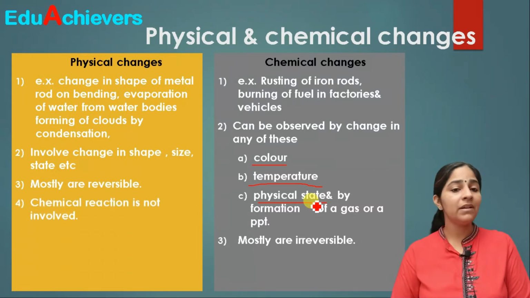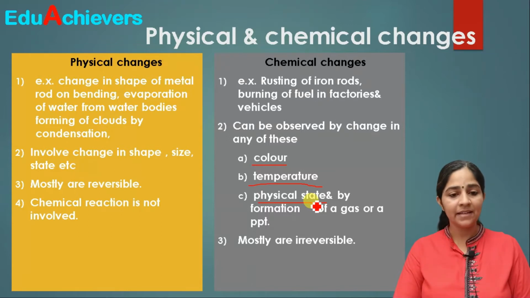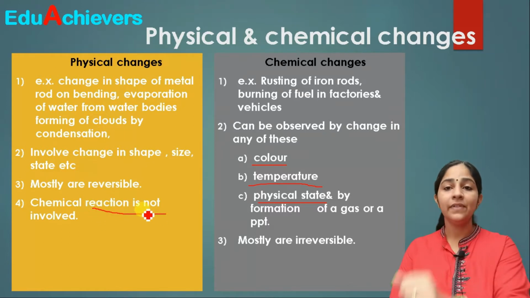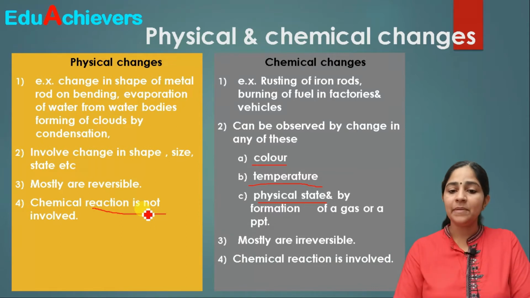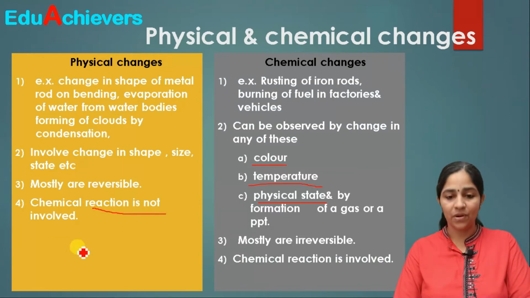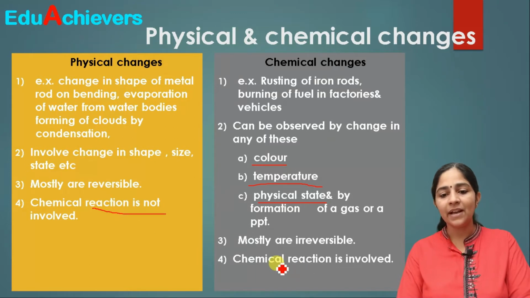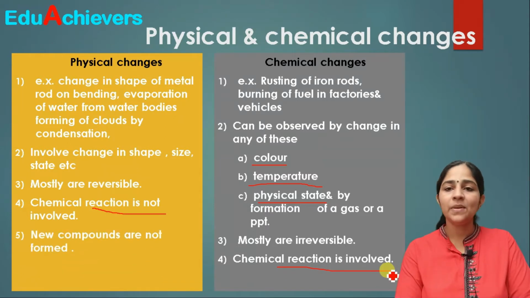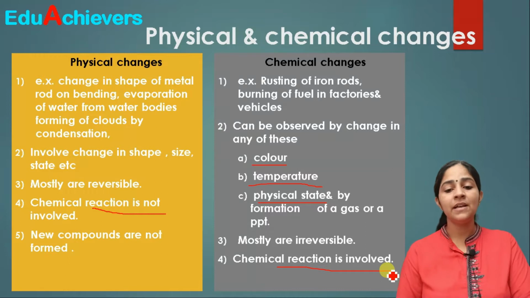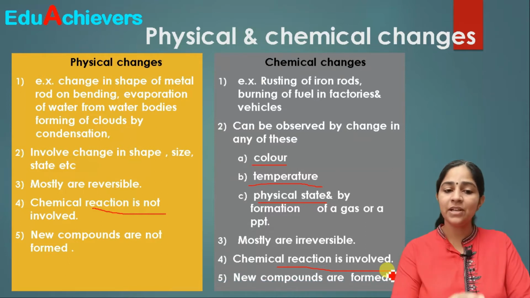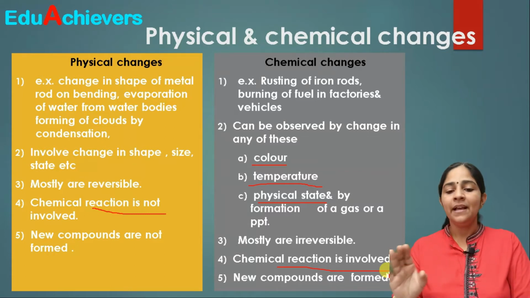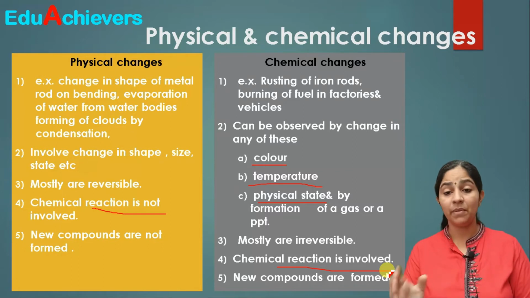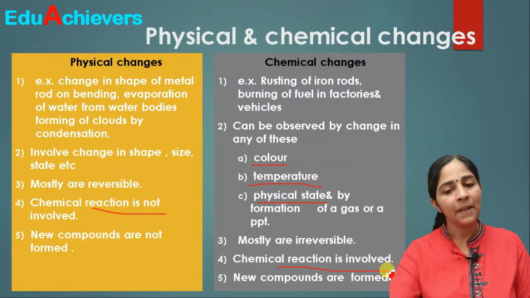Chemical reaction is not involved in physical changes, correct? We are saying that chemical reaction is not involved, fine. And when we talk about chemical changes, we are saying that a chemical reaction is involved, correct? By the chemical reaction, in physical changes no new substance will be formed, but in chemical changes new substances will be formed. In physical changes, new substances are not formed. Only the state of the substance changes, the shape changes, the size changes, but no new substance is forming. But in chemical changes, new substances are formed, correct?